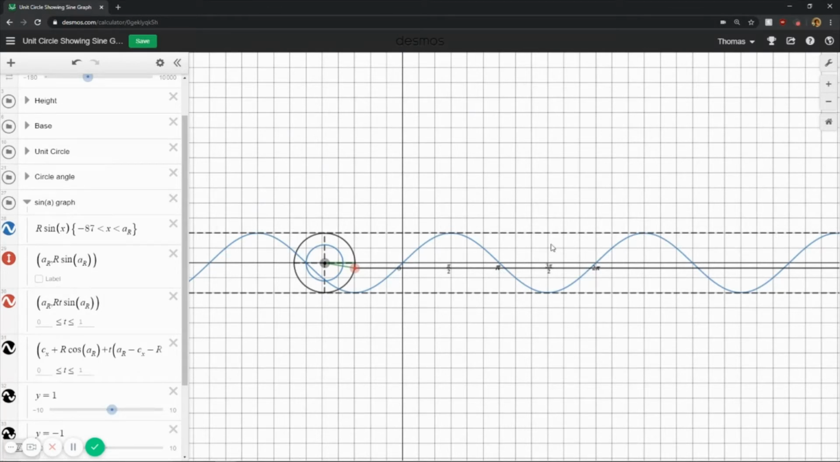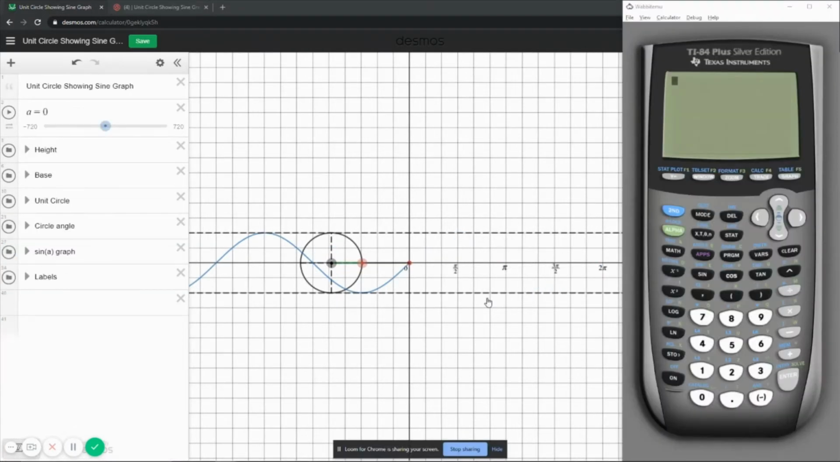All right, something we haven't talked about yet is how to use a calculator to come up with trig values. And I think a good way to do that would be to show how the actual calculator produces values as opposed to what comes out of the function over here that we have in Desmos.